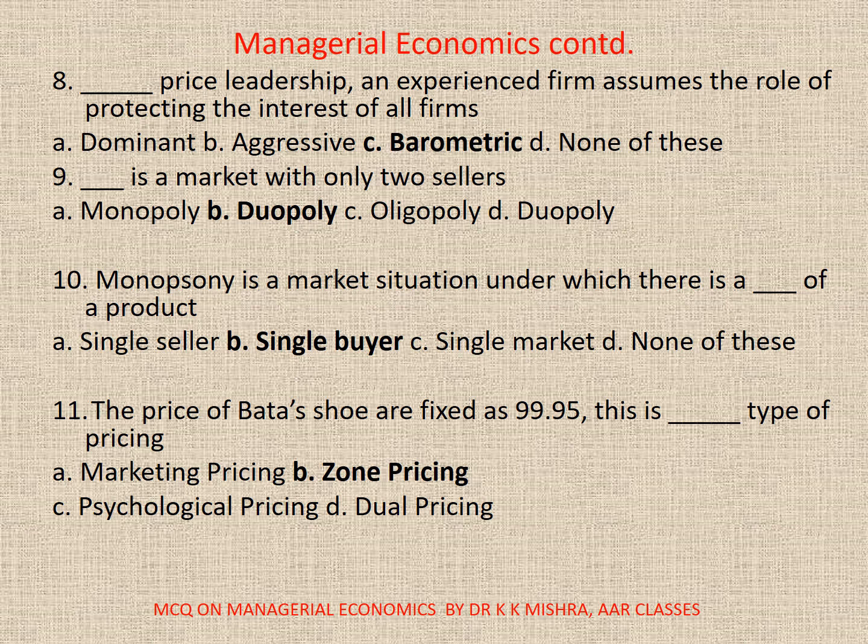9. Dash is a market with only two sellers, A. Monopoly, B. Duopoly, C. Oligopoly, or D. Duopoly. In fact, this should be none. By the way, here correct option is B.